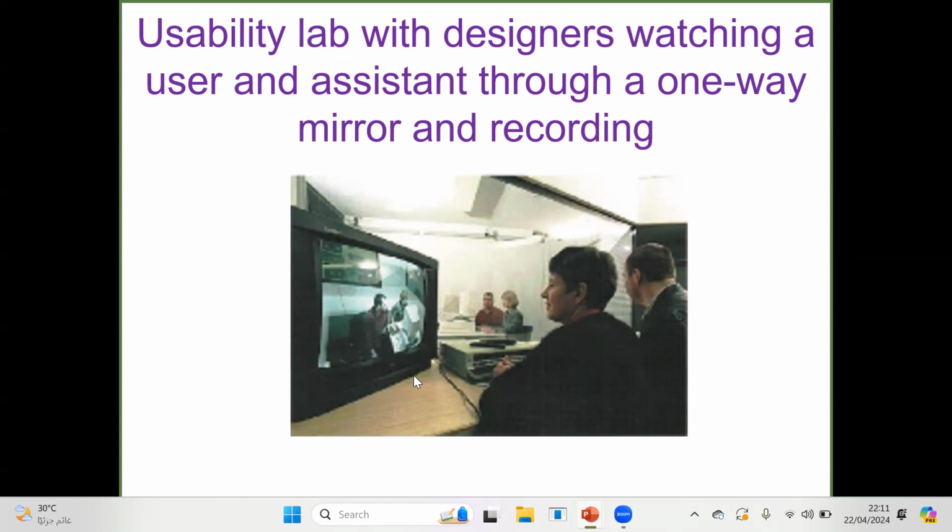The usability lab is equipped with a camera installed in the controlled setting where the evaluators are sitting and evaluating. The persons carrying out the experiment watch them closely through a one-way mirror and a recording.